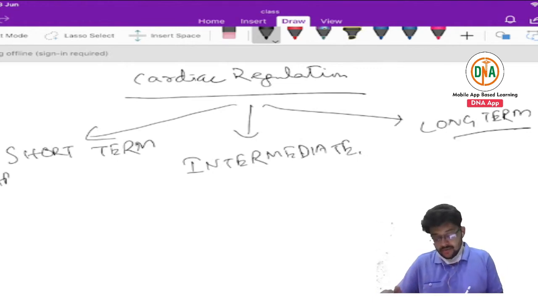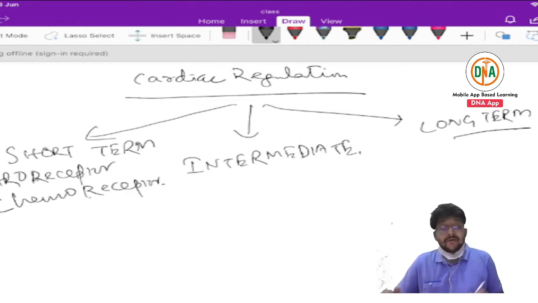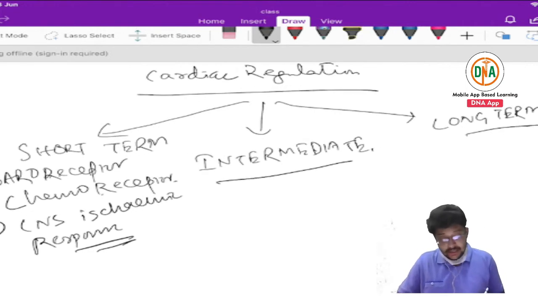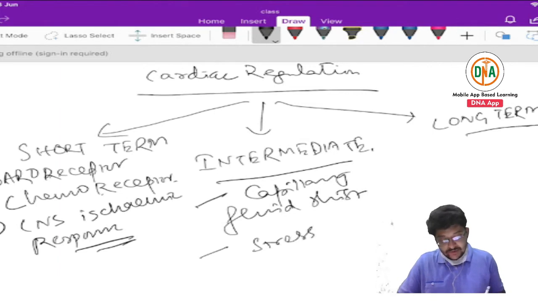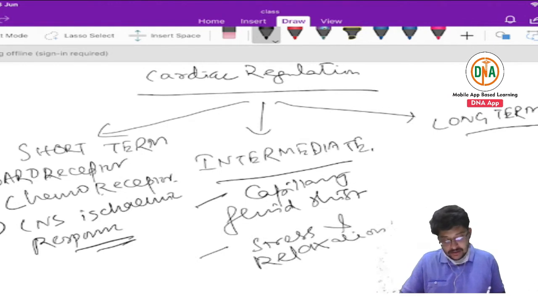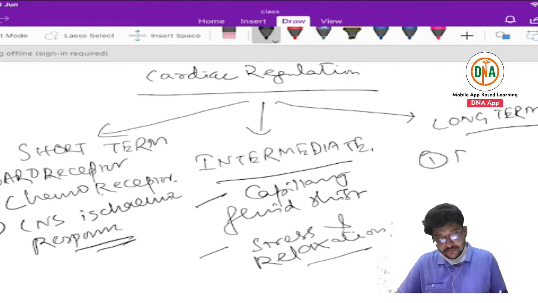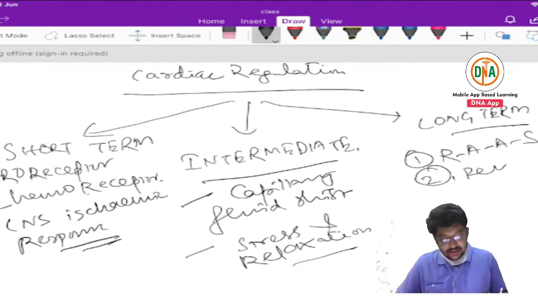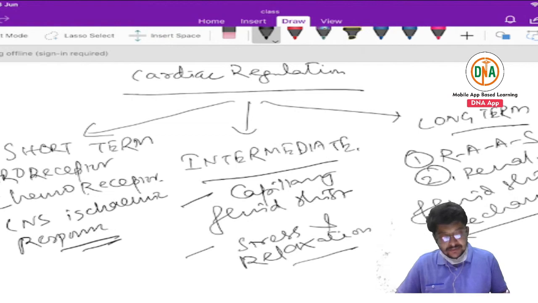In the short-term, there will be baroreceptor. There will be chemoreceptor, but remember, chemoreceptor is more important for the respiratory system, and we also have CNS ischemic response. Then we have intermediate regulation, where we can get capillary fluid shift, we can have stress relaxation. And we have long-term response, which is due to renin, angiotensin, aldosterone system, and we can have renal fluid shift mechanism or renal fluid handling mechanism.